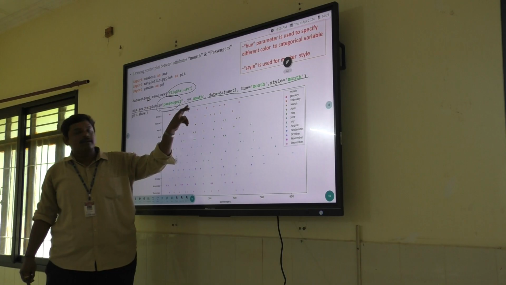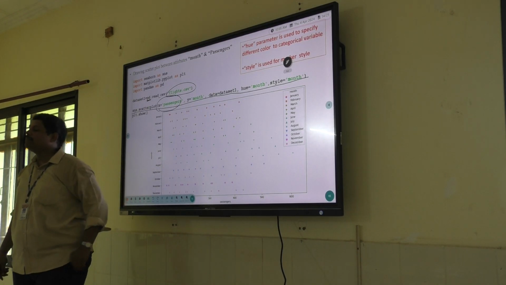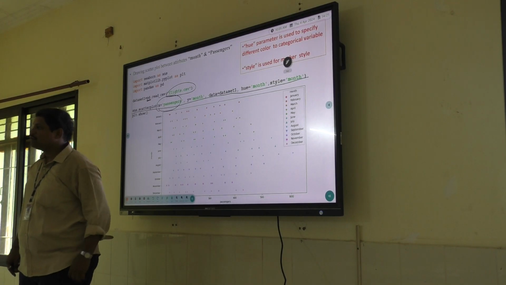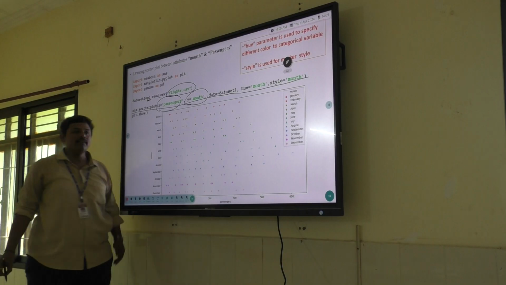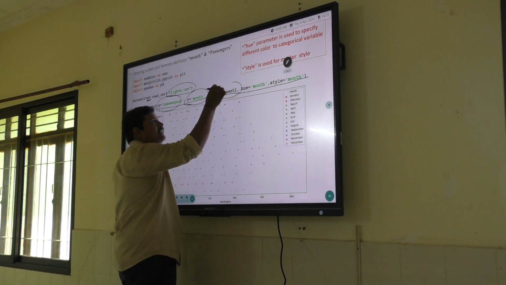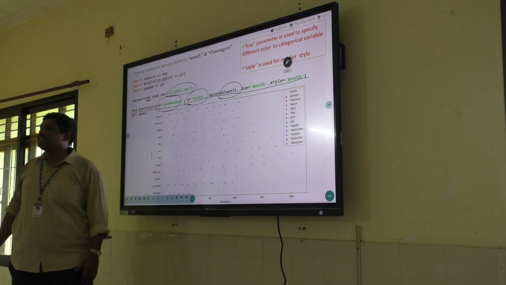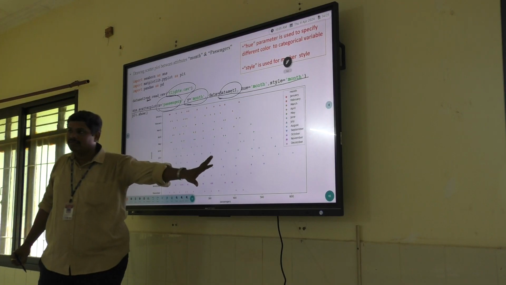And what is the y-axis value? Month. How many months will be having? 12 months. That means how many values we are going to get for the y? 12 values. And the data frame. What is my data frame name? Data set 1. Okay? And the data has been projected.